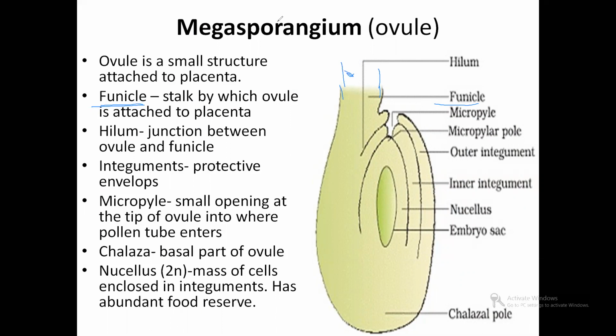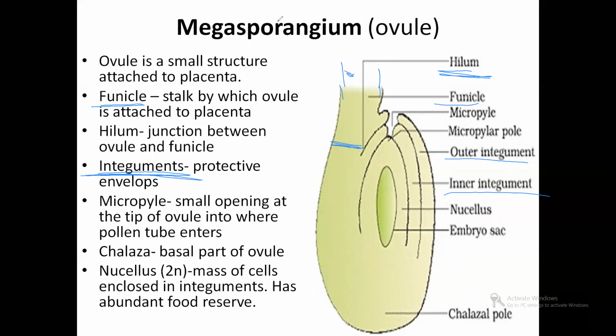There is a junction between the funicle and the ovule, and the junction is known as the hilum. The hilum is the point where the funicle attaches to the ovule. So what is the hilum? The hilum is the point where the funicle attaches to the ovule. There are 2 protective envelopes called integuments, the outer integument and the inner integument.